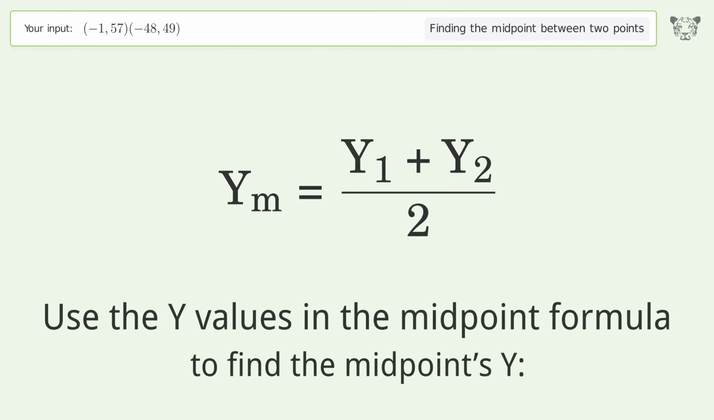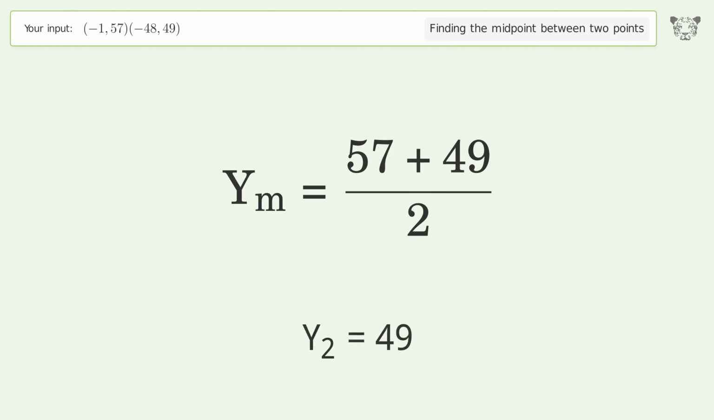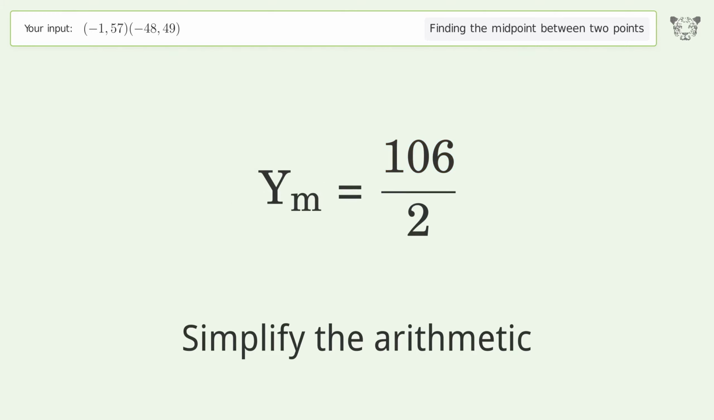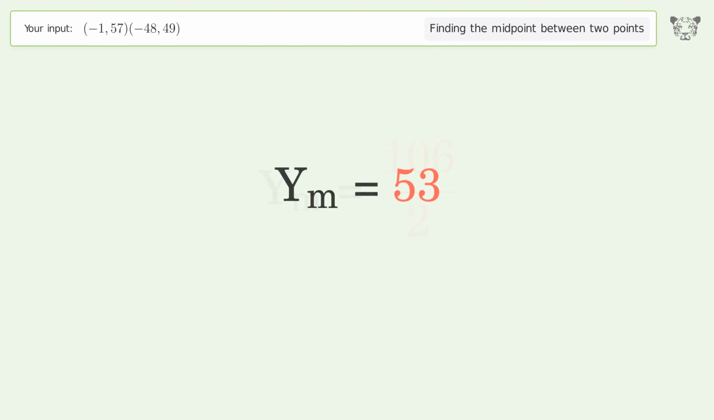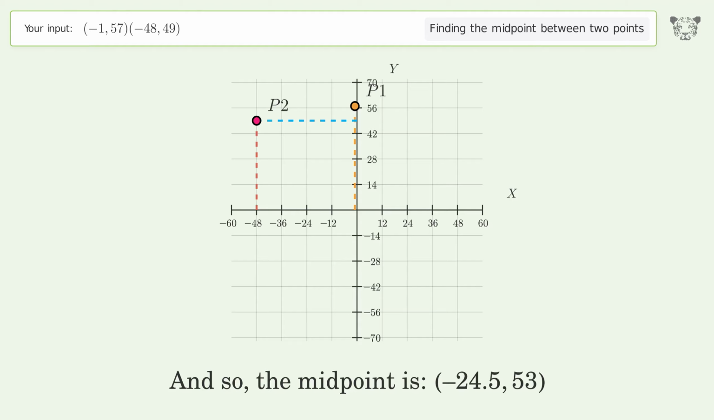Use the y values in the midpoint formula to find the midpoint's y. y1 equals 57. y2 equals 49. Simplify the arithmetic. And so, the midpoint is negative 24.5, 53.